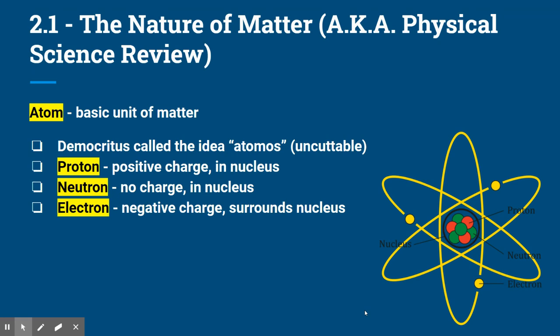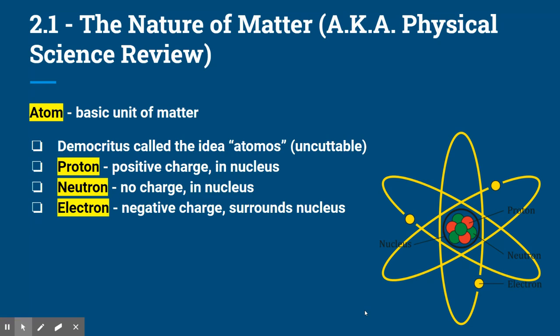Okay, they're the basic building block of matter, and this idea goes way back to the time of the Greeks when Democritus used a term called atomos, which meant uncuttable, and he was trying to describe the smallest piece of something, like a piece of gold or whatever, and he knew that it could get so small that you couldn't cut it smaller. And so this is where we get the word atom from.